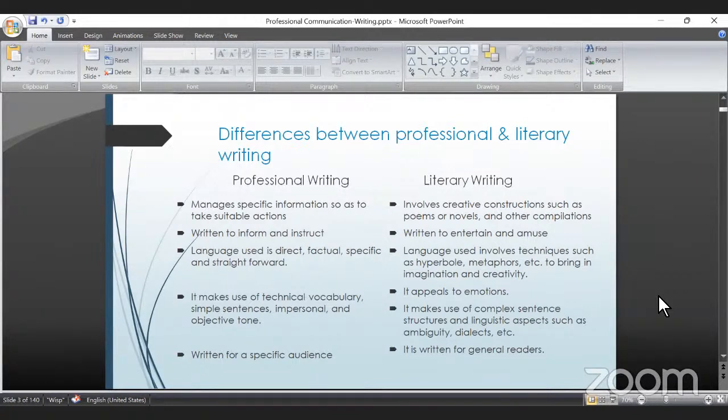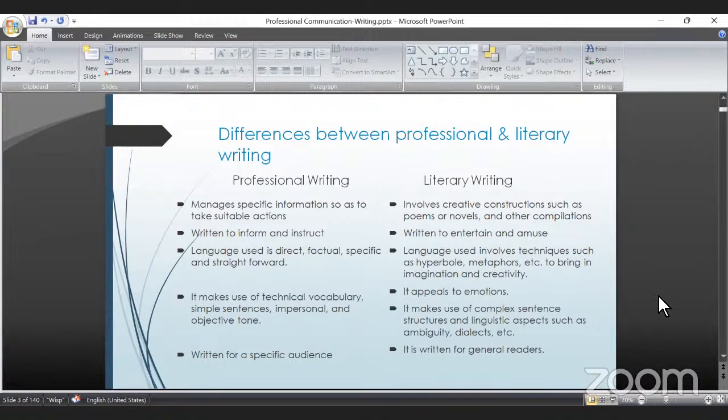On the other hand, what do you see? Literary writing, obviously, all of us know, can use techniques like metaphors, hyperbole, all of those figures of speech which can bring in elements of imagination and creativity. Okay, so that way it is different. The language will look very different in both professional and literary writing.